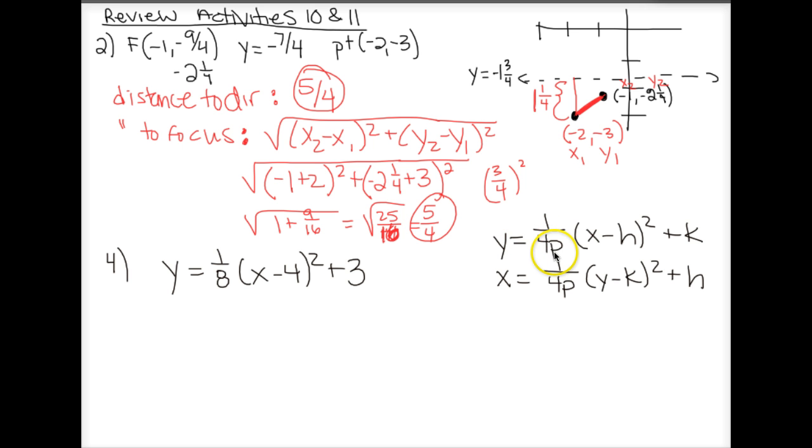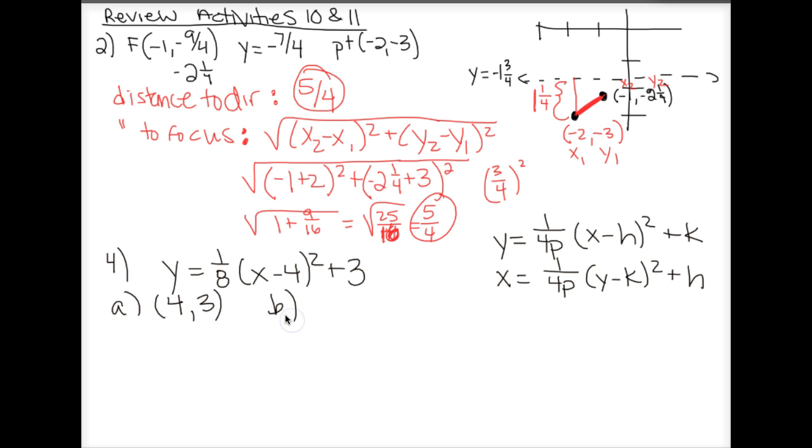The reason why I write my a value as 1/4p is because remember, p is important. P is the distance from the vertex to the directrix. So what I'm doing here, the vertex is easy enough to find. If I look at A, my vertex, this is x, so this is the x coordinate with the sign change, so +4. The y coordinate then would be +3.